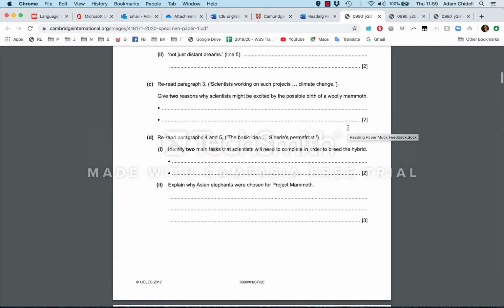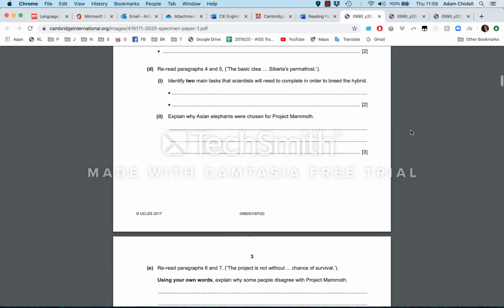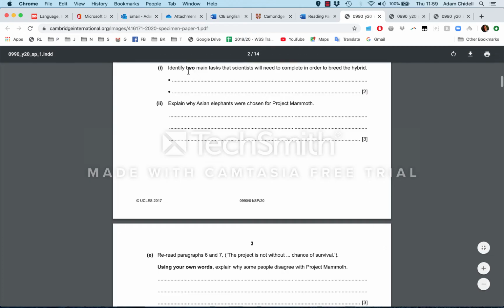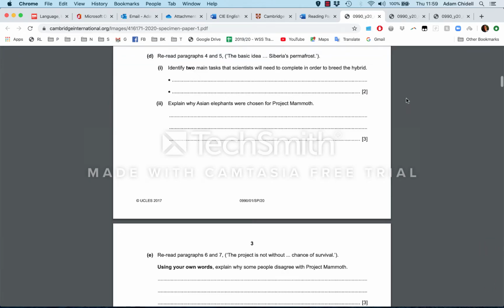Okay, let's move on to 1D now, and it asks you to reread paragraphs 4 and 5 and identify two main tasks that scientists will need to complete in order to breed the hybrid. Identify, again, means simply you need to pick out the information. You don't necessarily need to reword it.